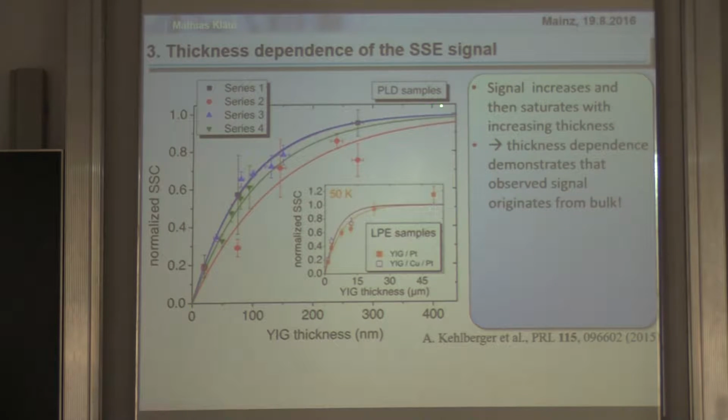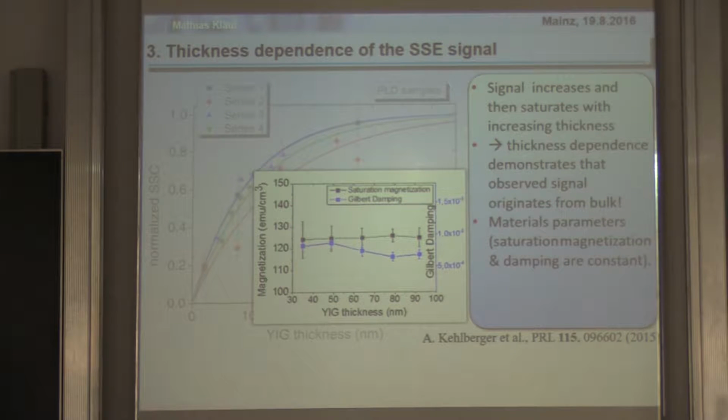Now the question is, why does it show this thickness dependence, so this increase and then saturation? Well, the referees came back for the paper and said, like, well, it's a change of the material properties of the ferromagnet, like the damping or the saturation magnetization. But no, it's pretty constant in the range of thickness that we look at. So this means that really it cannot be due to this.